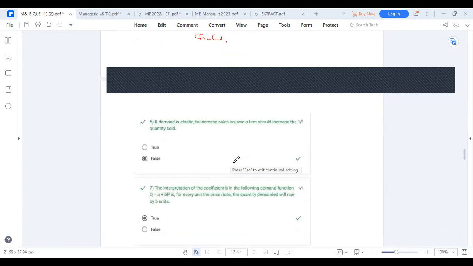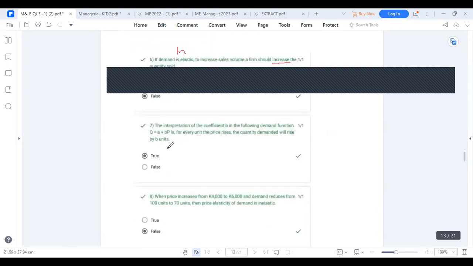If demand is elastic, to increase the sales volume, what do we do? We need to reduce the prices. This one says increase. I explained the ramifications behind this. You remember, right? It is only when demand is inelastic that we increase the prices, because people will not be sensitive whatsoever. The interpretation of the demand function.